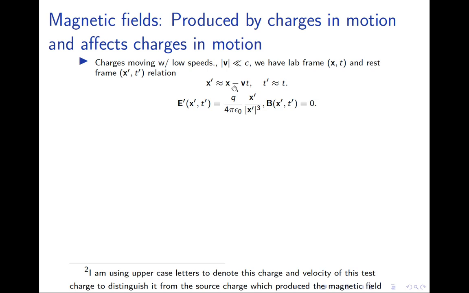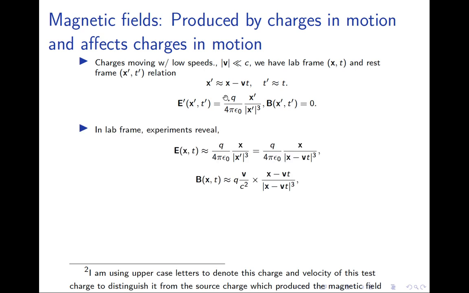Also, in the rest frame of the charge, that is, the frame which is stuck to the charge, we don't see any magnetic field because it is electrostatics; the charge is not moving. Then there is no magnetic field and we only see the Coulomb law. The electric field is given by the Coulomb law in a frame which is at rest with respect to the charge.